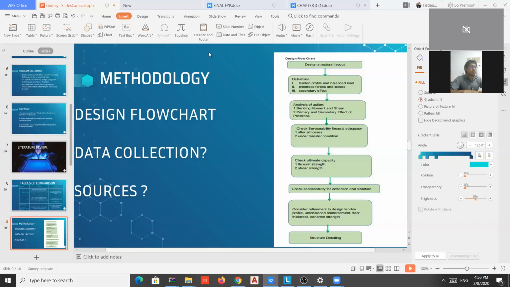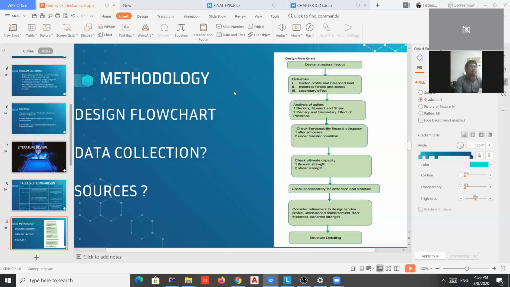It means the slab in terms of span: how long the span is, what the width of the span is, and then we determine the thickness and the depth of the span. After that, in the structure layout we must also specify the loadings and the properties of the concrete to be able to calculate the total loadings imposed on the structure. After that, we will determine the tendon profile and the balanced load, followed by the analysis of pre-stress force and losses and the secondary effect.